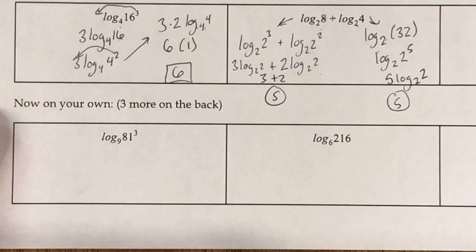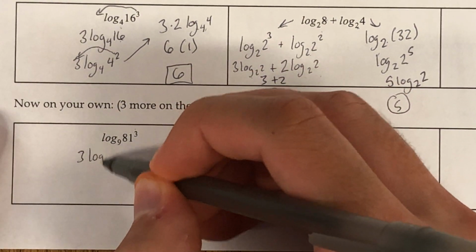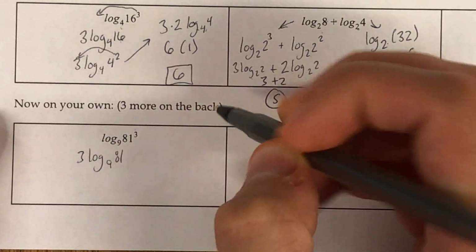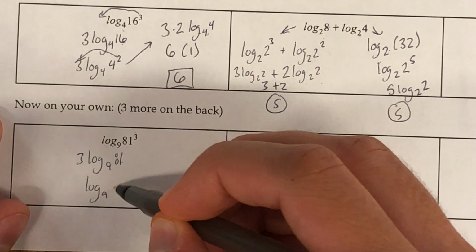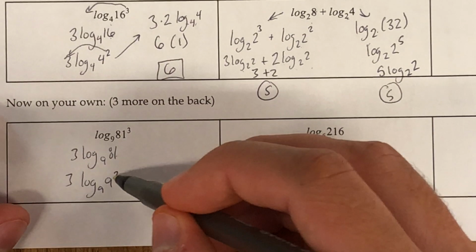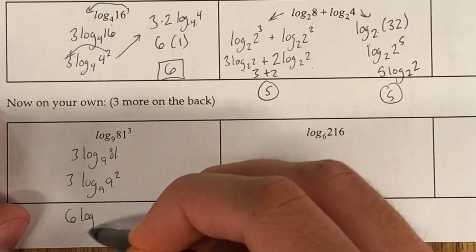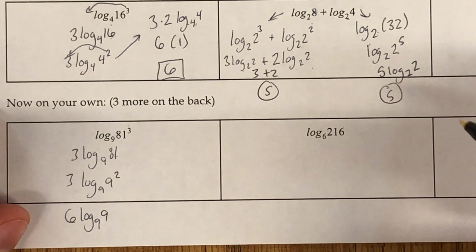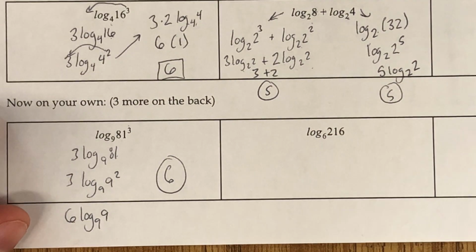Okay, we're back. So when we're solving this one, you bring the 3 out front. 81 is the same as 9 squared. You bring the 2 out front, so we've got 2 times 3, which is 6, times log base 9 of 9, so 6 times 1, or just 6.